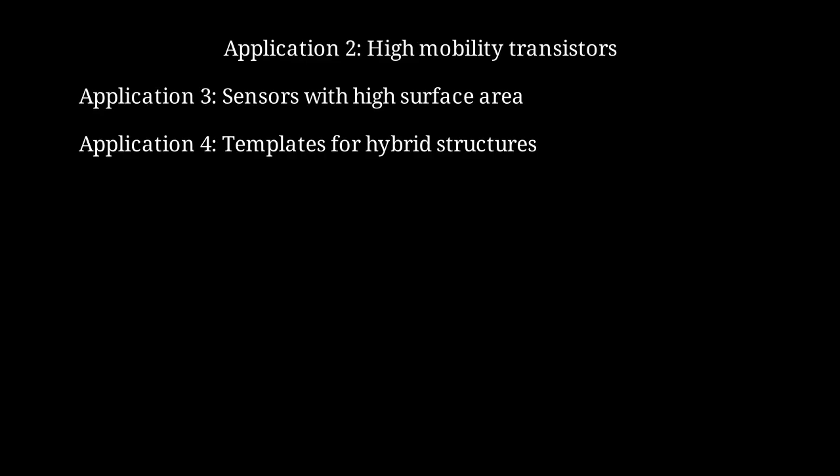The strain relaxation in rolled tubes can enhance carrier mobility. This makes them attractive for high-speed transistor applications. The rolled geometry provides high surface-to-volume ratio. This makes nanotubes excellent platforms for chemical and biological sensors. The hollow tube interior can be filled with other materials. This creates hybrid metal-semiconductor or magnetic-semiconductor nanostructures with unique properties.